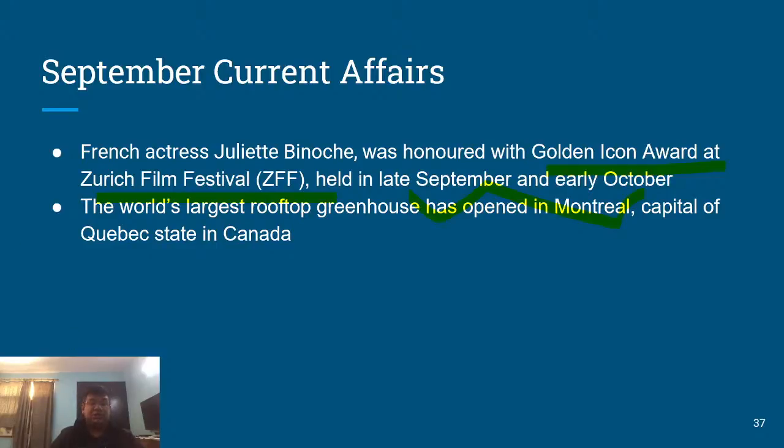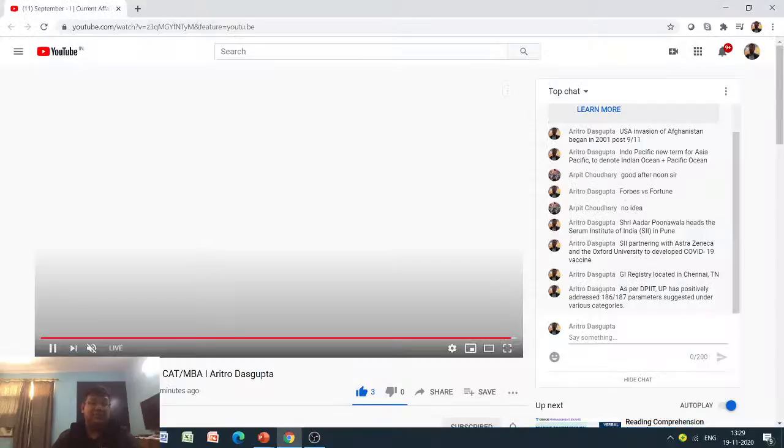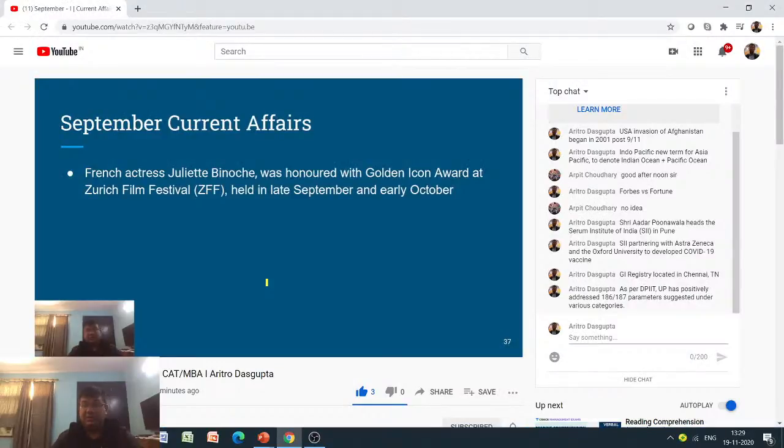Meanwhile, the world's largest rooftop greenhouse has also opened. The idea is that about a tenth to about a fifth of all the food requirements in the particular city will be handled by what is called the Lufa Farms. It has opened in the city of Montreal, which is the capital of the Quebec state in Canada. And it's called the Lufa Farms on top. Please look at the image of this as well, on Google images, you'll get an idea how does it work.